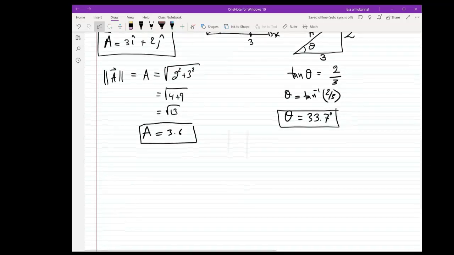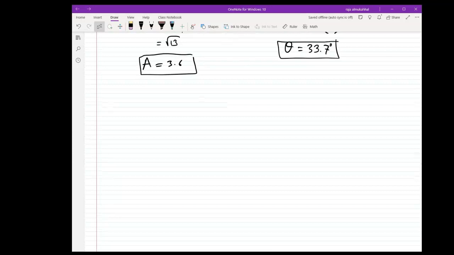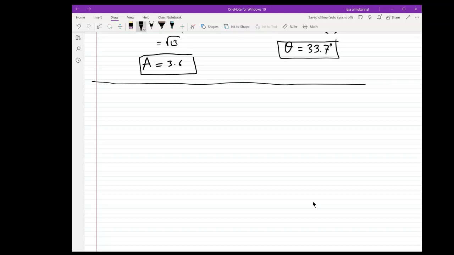Let's suppose that we have three or four vectors together. How do we solve and find the resultant vector? This is probably the most important area of vectors that you need to master. And that is, if you're given a number of vectors that are working together, what is the resultant vector? What is the net vector? First of all, let me explain to you why this is important.